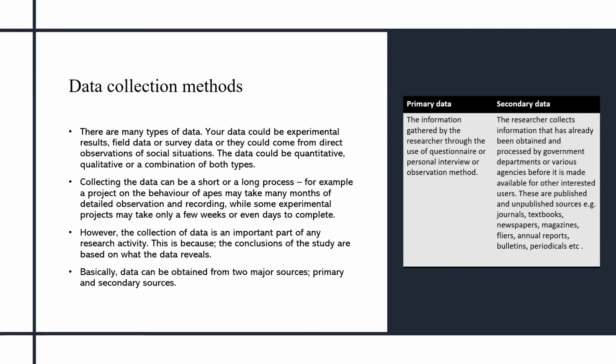Basically, data can be obtained from two major sources, primary and secondary sources. Okay, what is primary data? Primary data is the information gathered by the researcher through the use of questionnaires, personal interviews, or the observation method, while for secondary data, the researcher collects information that has already been obtained and processed by government departments or various agencies before it is made available for other interested users. These are published and unpublished sources, for example, journals, textbooks, newspapers, magazines, flyers, annual reports, bulletins, periodicals, etc.